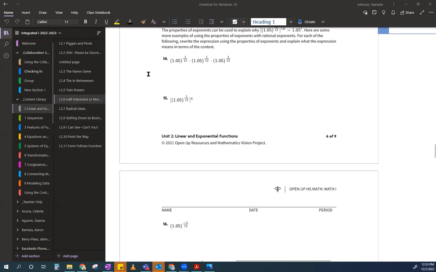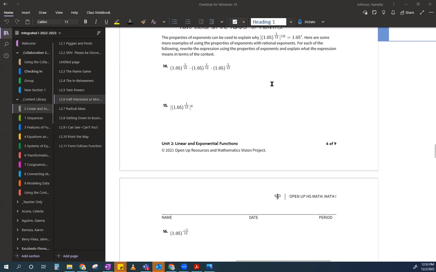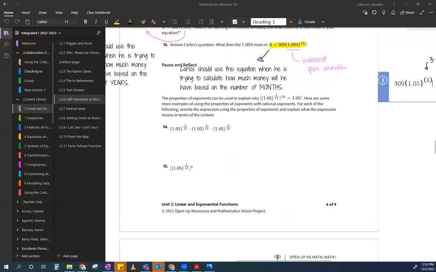We're going to be doing work with rational exponents, which just means fractional exponents. And we're in 2.6, making me laugh already, 2.6, and we're going to be practicing all the things that we've set up before. So the biggest thing that I want you to recognize here is that the properties of exponents can be used to explain why this is equal to this.